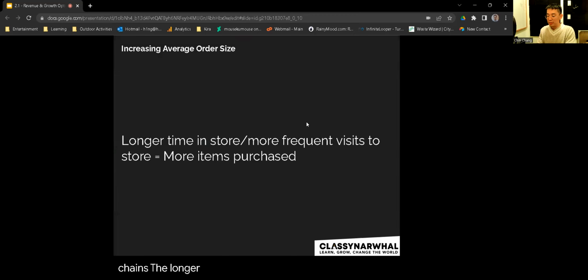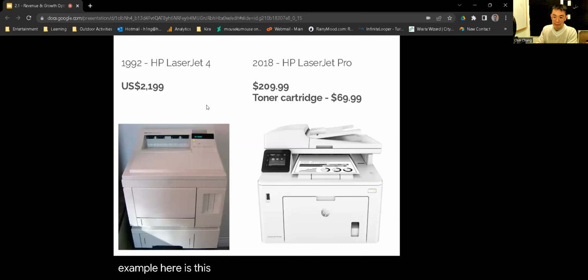The longer someone spends in the store or the more frequent they come, the more items they purchase, right? The other example here is this one, the printer and cartridge model. So you can see over here, it used to be that printers were really expensive upfront, but now printers are super cheap. And cartridges, the refills, that's actually where they make most of their profit from. So that's in and around increasing that frequency of transaction, right? They might even take a loss on selling the unit itself, but they clearly make up for it from the refills that they actually offer.